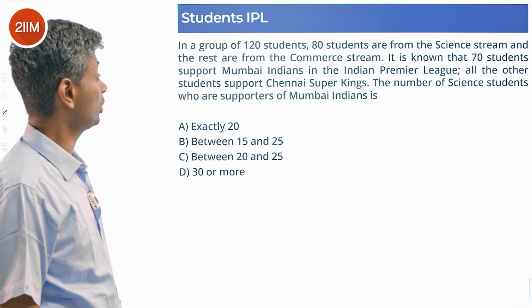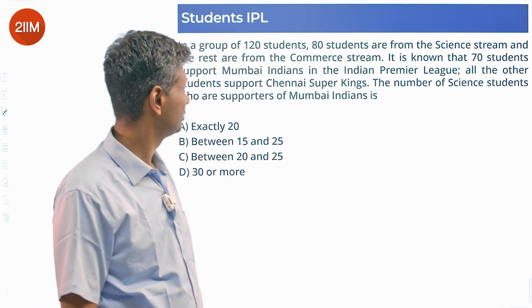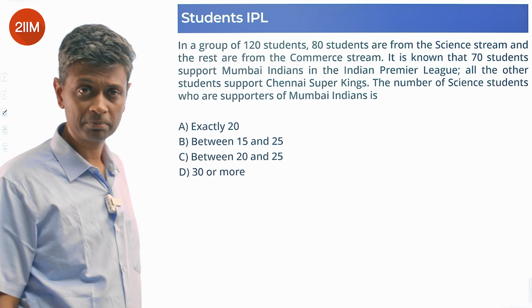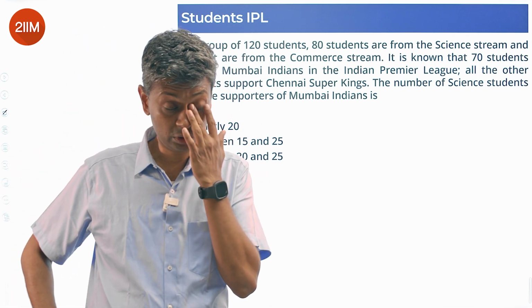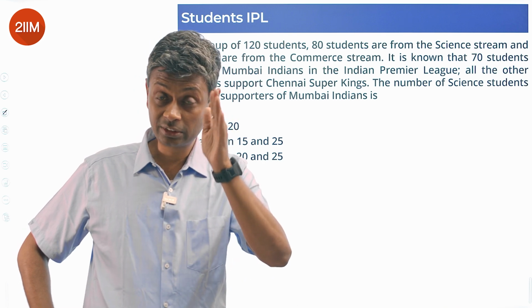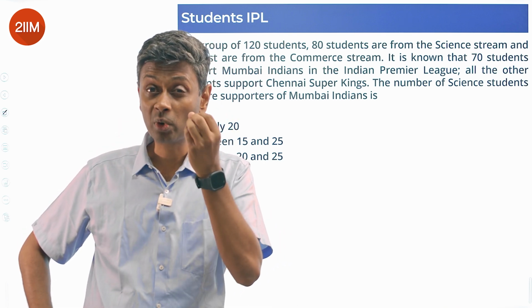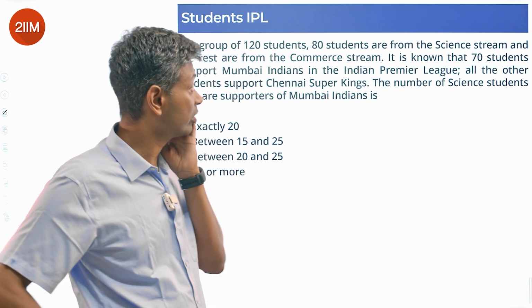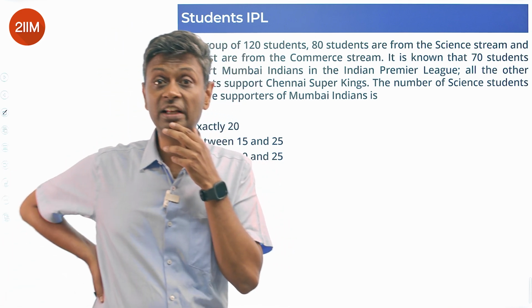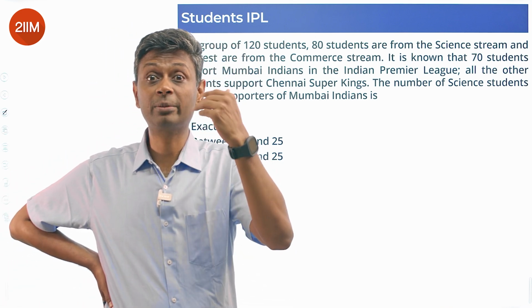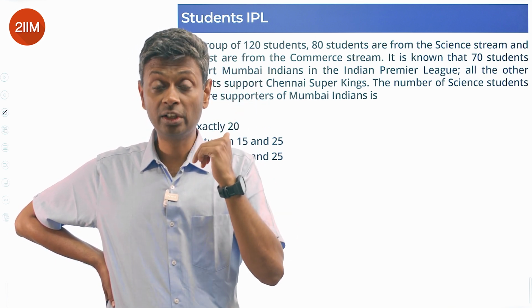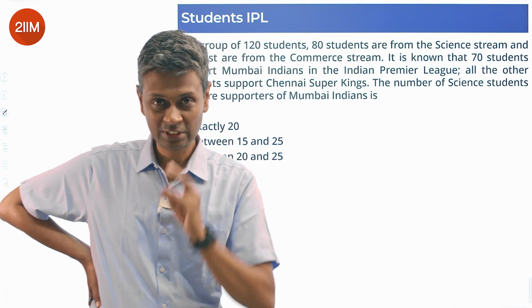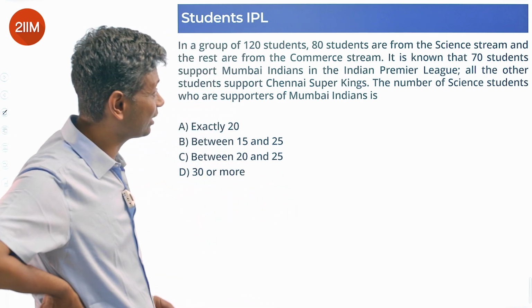In a group of 120 students, 80 students are from the science stream and the rest are from the commerce stream. Whenever I'm given questions like this, my first thought process is, are we looking at discrete sets or overlapping sets? Sometimes the question will say there are 120 students, 70 like physics and 80 like mathematics. Automatically says some are there that like mathematics and physics. There could be a few who like neither. In this case, it is not like that.